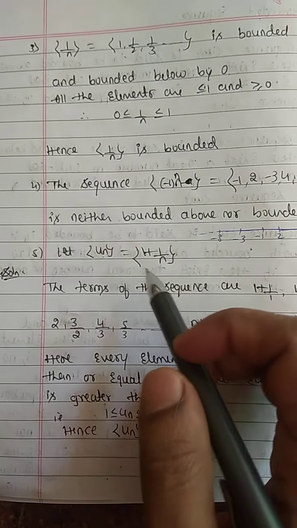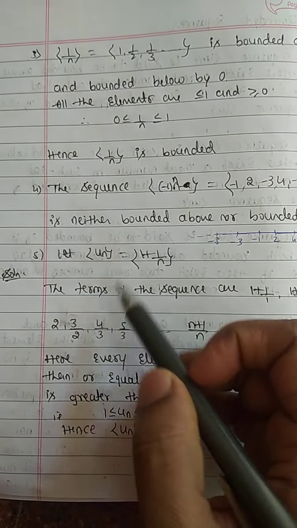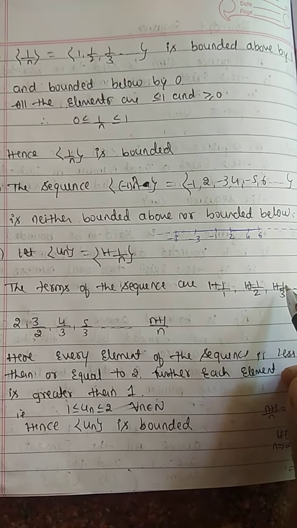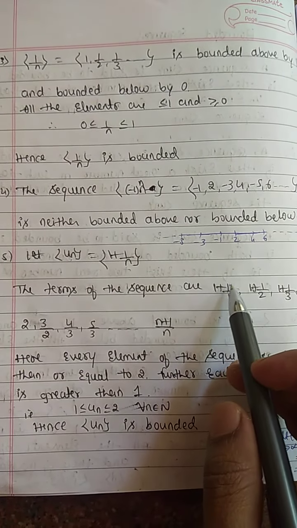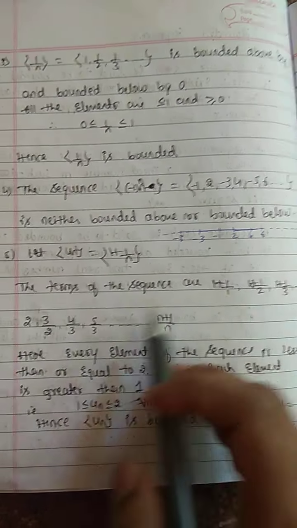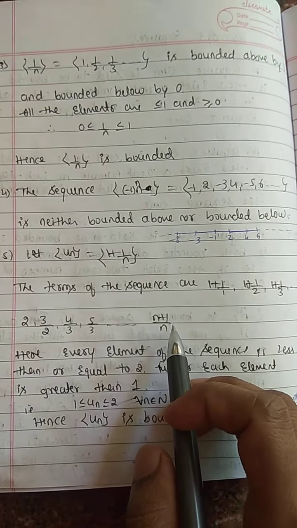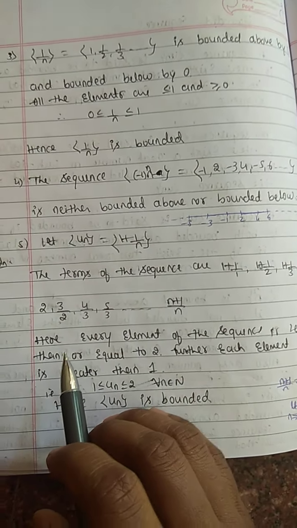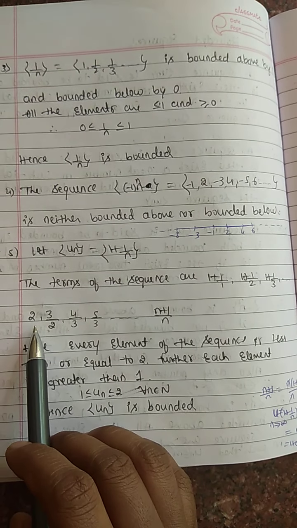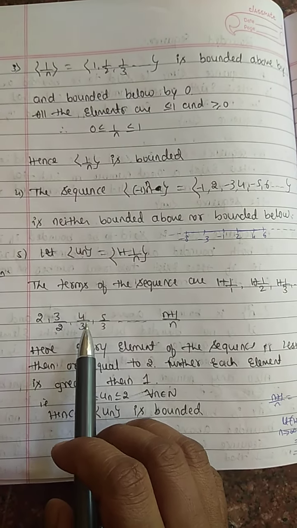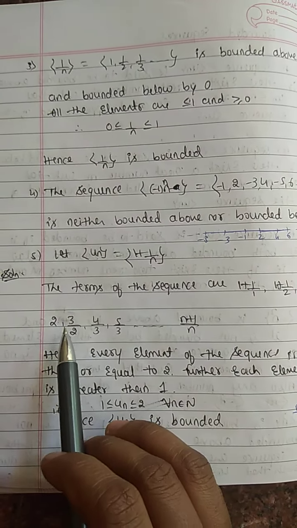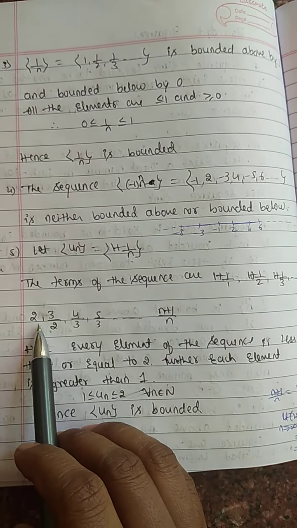Next, the sequence un equals 1 plus 1 by n. The terms of the sequence are 1 plus 1 by 1, 1 plus 1 by 2, 1 plus 1 by 3 and so on. 1 plus 1 by 1 is 2, 1 plus 1 by 2 is 3 by 2, next 4 by 3 and so on, n plus 1 by n. Here every element of the sequence is less than or equal to 2. This is 1.5, this is 1.3 or something. Here 2 is the largest number.